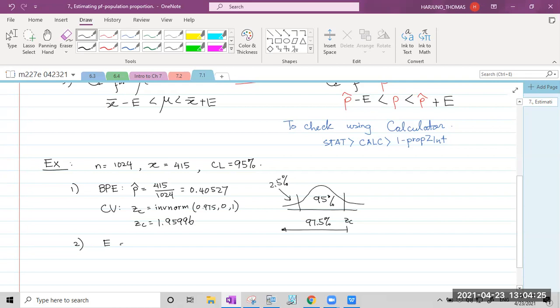Margin of error, therefore, will be 1.95996 times square root of p hat times q hat. Oh, what is q hat? Q hat is 1 minus p hat. That is 1 minus 0.40527.